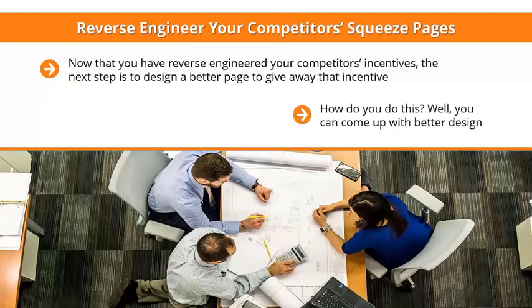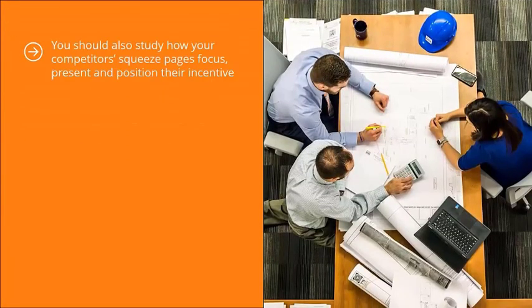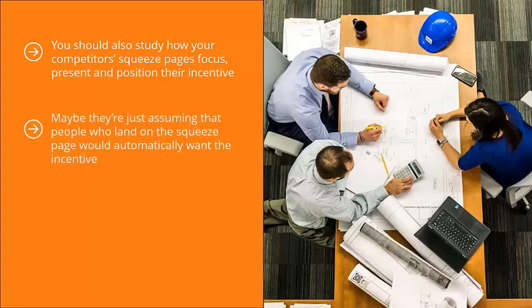Well, you can come up with better design. Maybe everybody is using the same standard design. You can start there, but come up with different elements to get visitors to engage with your page better. You should also study how your competitors' squeeze pages focus, present, and position their incentive. Are they missing something? Do they forget to highlight certain things? Maybe they're just assuming that people who land on the squeeze page would automatically want the incentive. Come up with a squeeze page that shines the spotlight more clearly and more efficiently on your incentive.